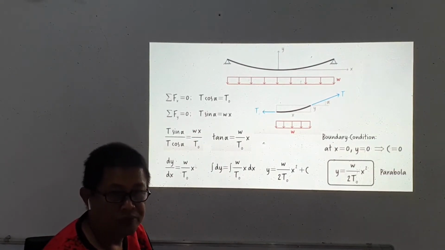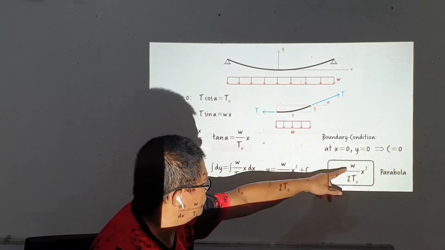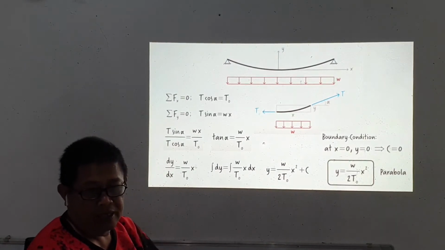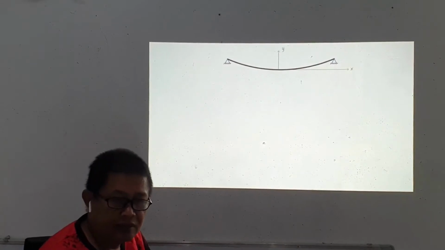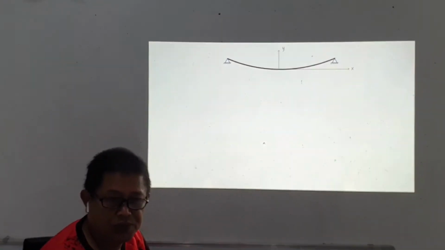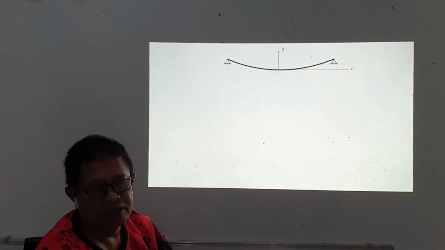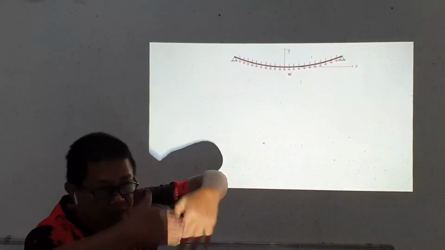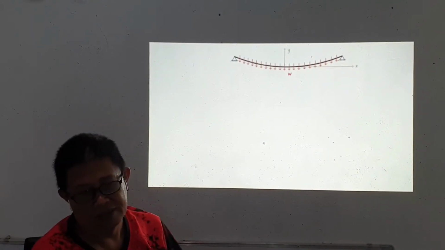The distance y from the origin: y is equal to w over 2 T sub O times x squared. Okay, so we'll go now to the catenary, as for pre-strand bridges or cables in towers, electrical towers. The distribution of the load is along the total length, distributed along the arc.